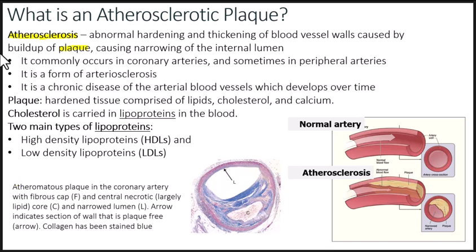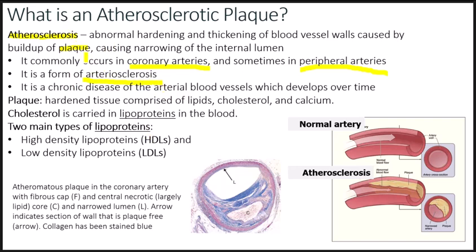Now, one of the most common locations of an atherosclerotic plaque to form is within the coronary arteries, and it can lead to what's called coronary artery disease. It can also be seen in the peripheral arteries. So we're talking about arteries that are in the periphery, which can lead to what we'll see later as well, called peripheral artery disease. Atherosclerosis is a form of arteriosclerosis.